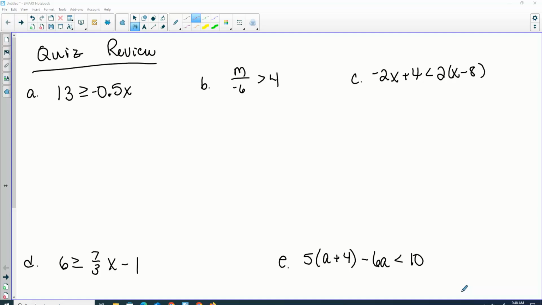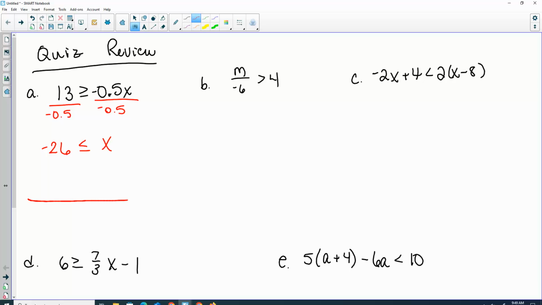So, if I want to solve this, what would we have to do to get x by itself? Divide by negative 0.5. So, 13 divided by negative 0.5 is negative 26. Because I divided by a negative number, what happens to this inequality? It flips it. And then this is an x.